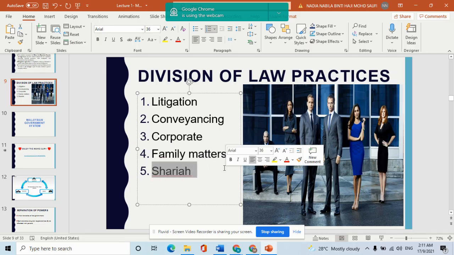The four pillars under this is the Islamic law. The four pillars are marriage. Marriage is one of them for Muslims, but for non-Muslims it will be under family matters. So marriage. What others? Hudud laws, everything under Sharia law should be here. Faraid and everything.